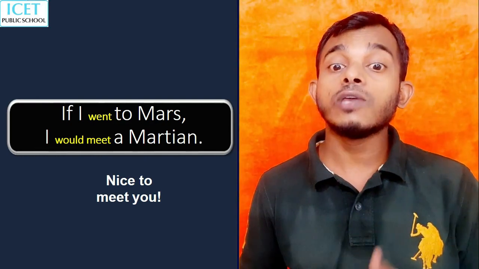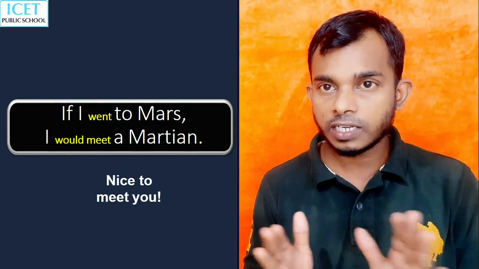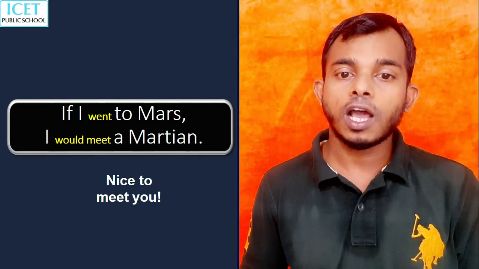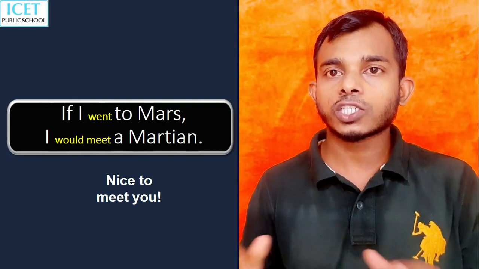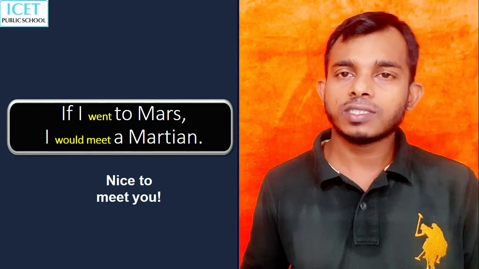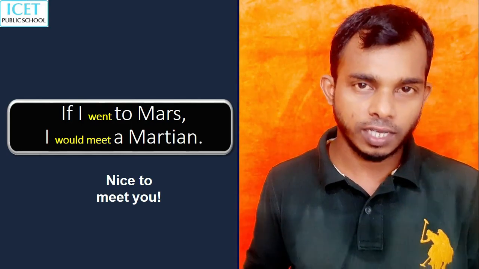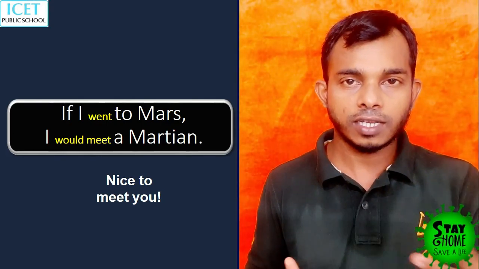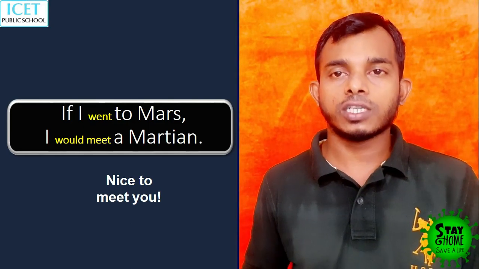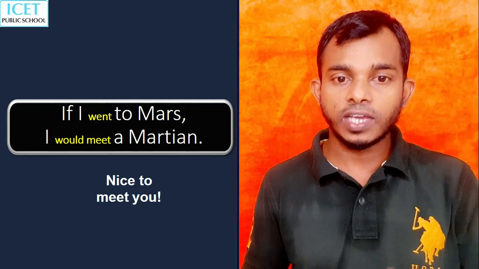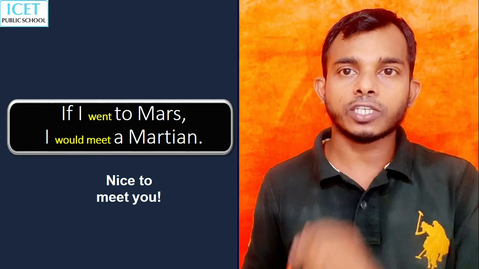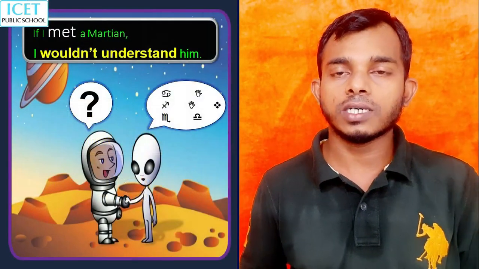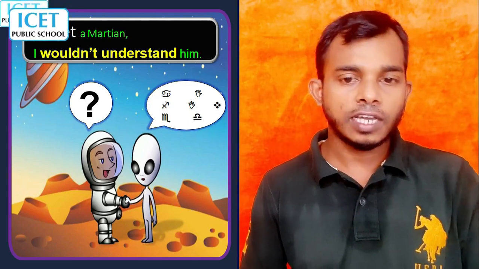Then if I went to Mars, if I went is also simple past. Okay, went is also simple past. If I went to Mars, I would meet a Martian. Martian means simply I made up a word. There is no such word as Martian. If there are people on Mars, we can call them Martians like that. So okay, I would meet a Martian if I went. I went is simple past. Then the main clause will be written as I would, not I will. I would meet a Martian. Nice to meet you.